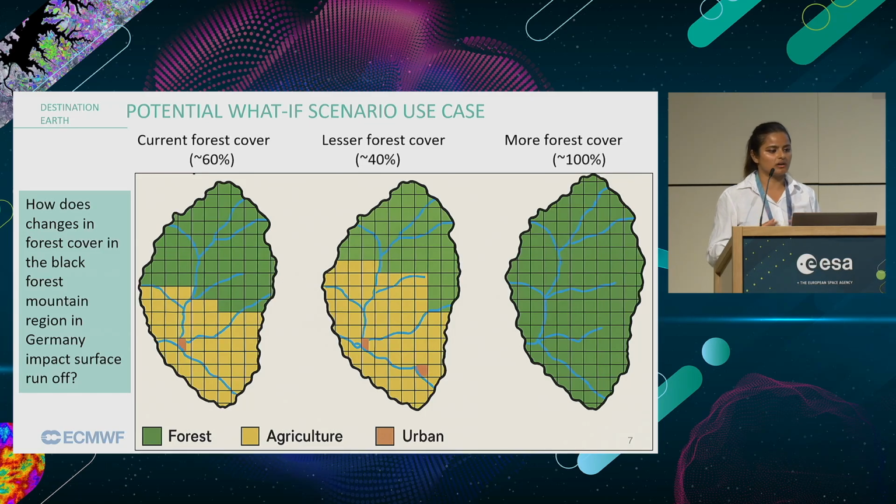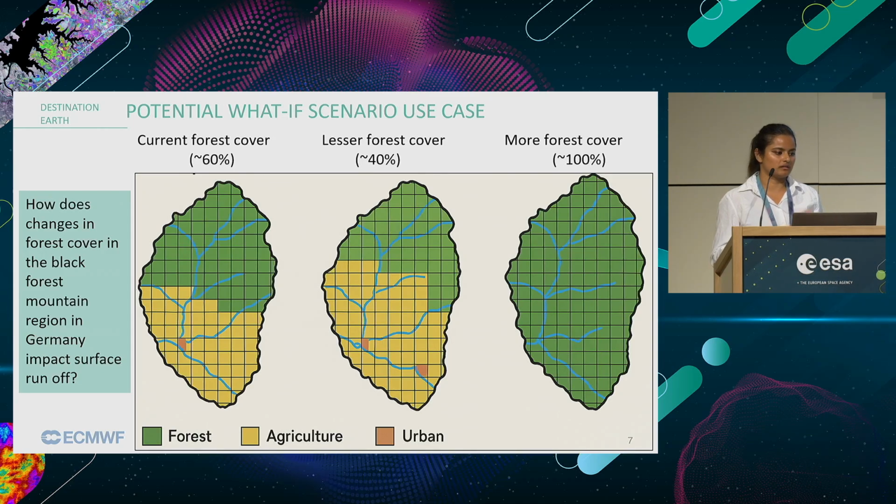I would like to talk a little bit about the what-if scenario. An example of a what-if scenario use case that we are building with one of our users could look like this: we could provide a separate catchment setup, or a what-if scenario setup, in a specific catchment.